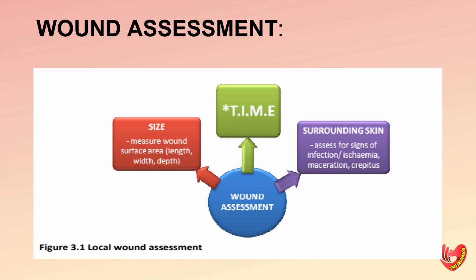Local wound assessment includes assessment of wound size, surrounding tissues, and time. Time will be elaborated further in next slide. For wound size assessment, we need to measure the wound surface, which is the depth, width, and the length of the wound. The size of the wound should be assessed at first presentation and regularly thereafter. Then we need to assess the surrounding skin. Look for any signs of infection, ischemia, maceration, or for any crepitus.